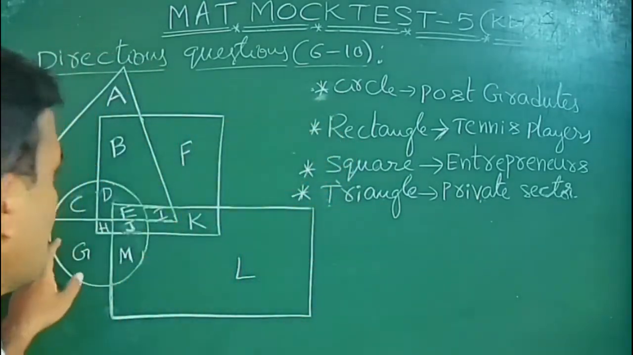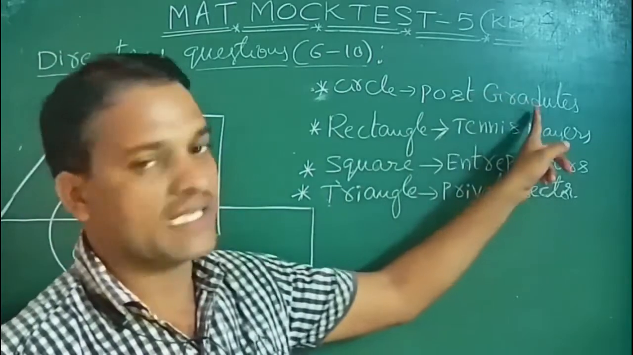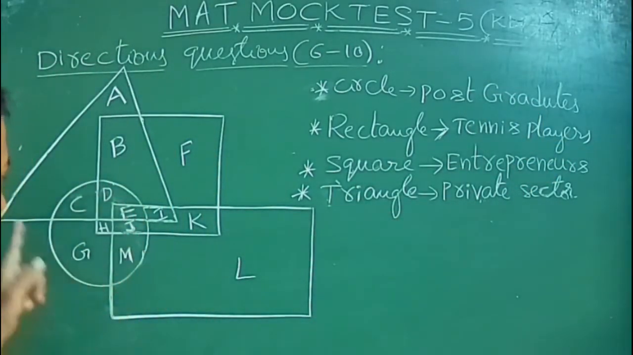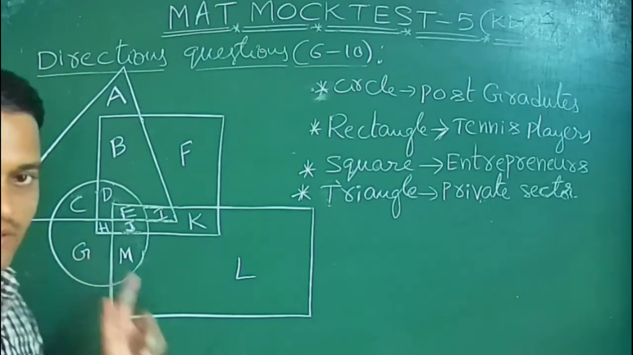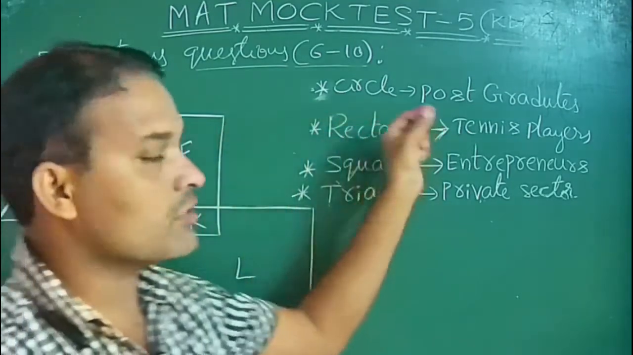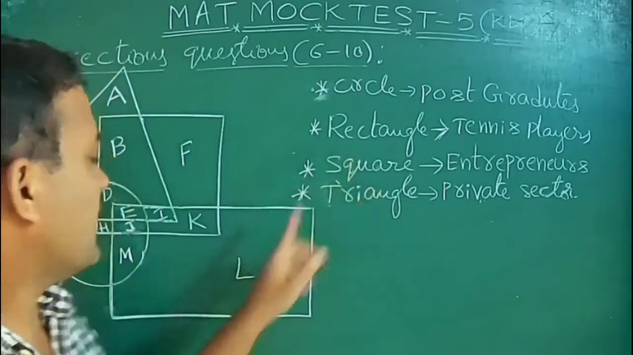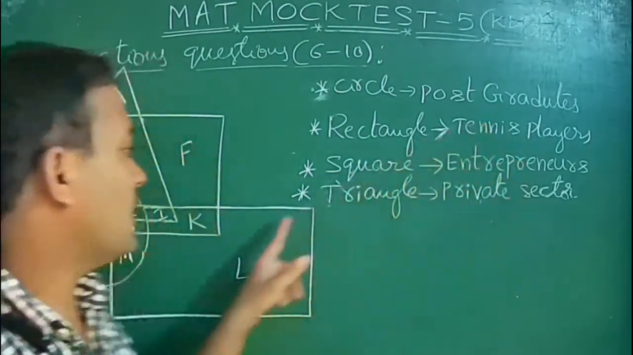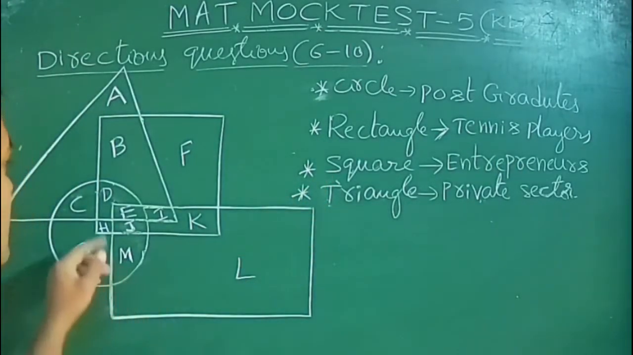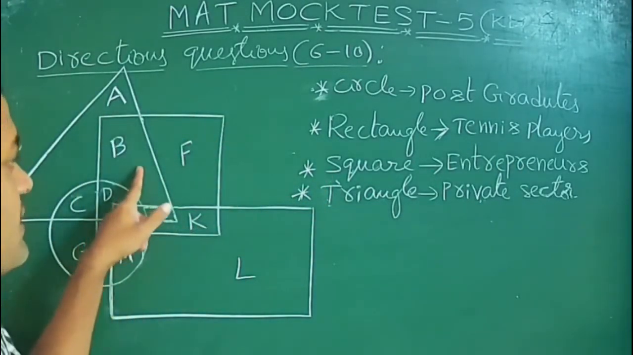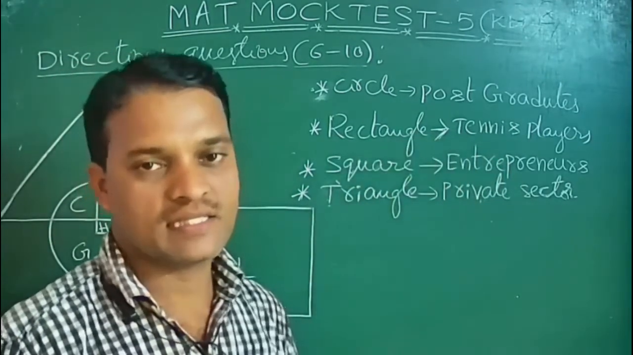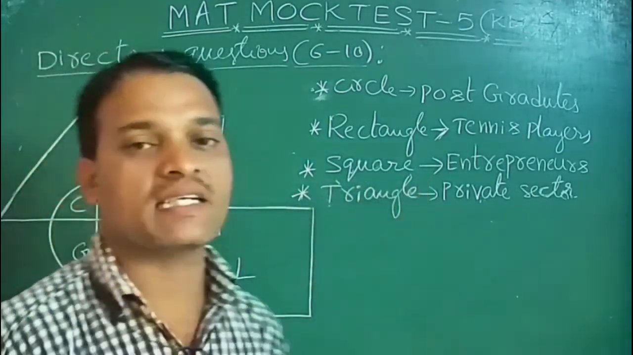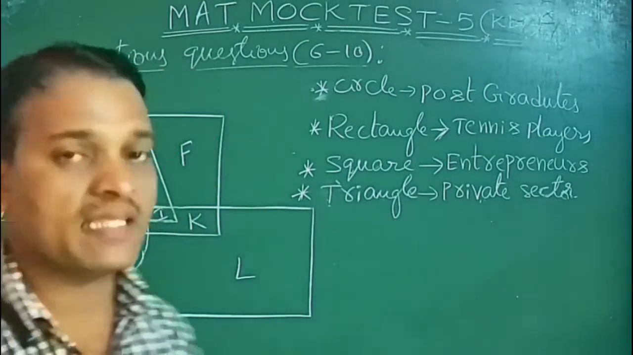If the circle represents postgraduates, which letters are there? Those pupils are called postgraduates, a rectangle indicates tennis players, the square represents entrepreneurs, and the triangle represents private sector. So these are the four categories given.